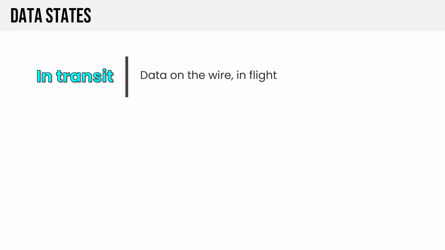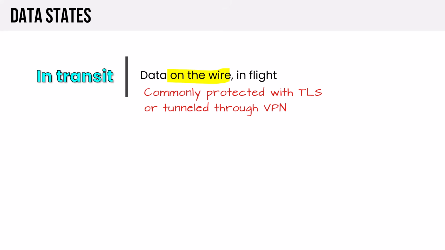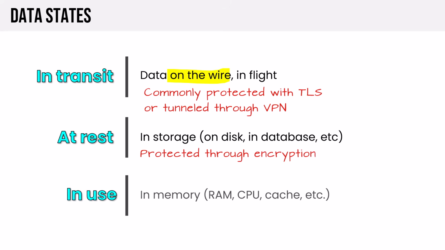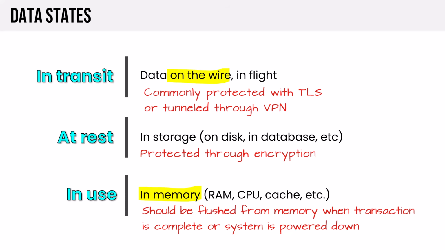So I mentioned multiple potential states of data in the secure data lifecycle. Let's just touch on these briefly. We have data in transit, which is data on the wire in flight, commonly protected with transport layer security, certificate-based security, or tunneled through a VPN. We have data at rest, in storage, on disk, in a database, protected through encryption quite typically. And we have data in use, data in memory, in RAM, CPU, or cache. It should be flushed from memory when a transaction is complete or the system is powered down, and sensitive data should always be encrypted in memory.